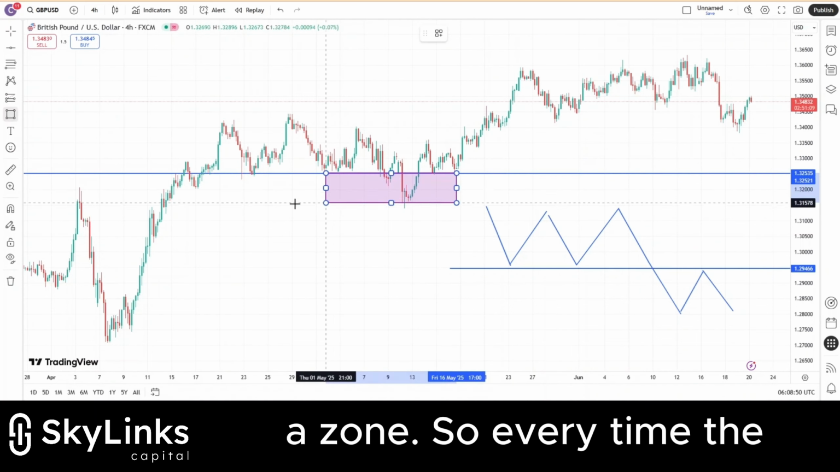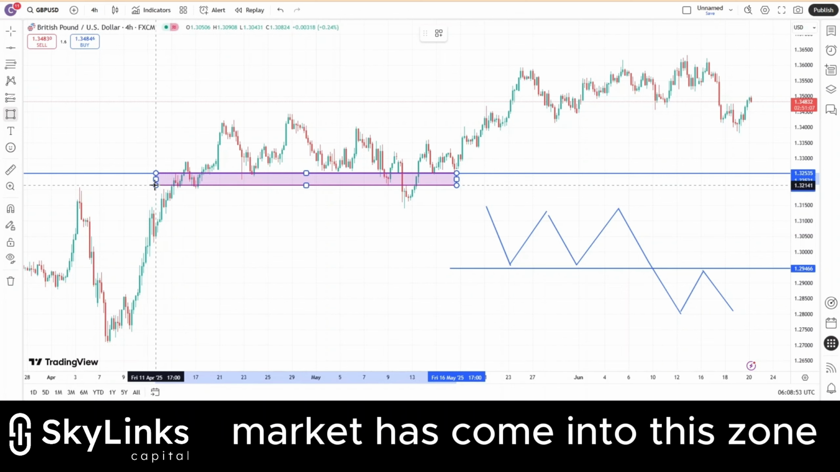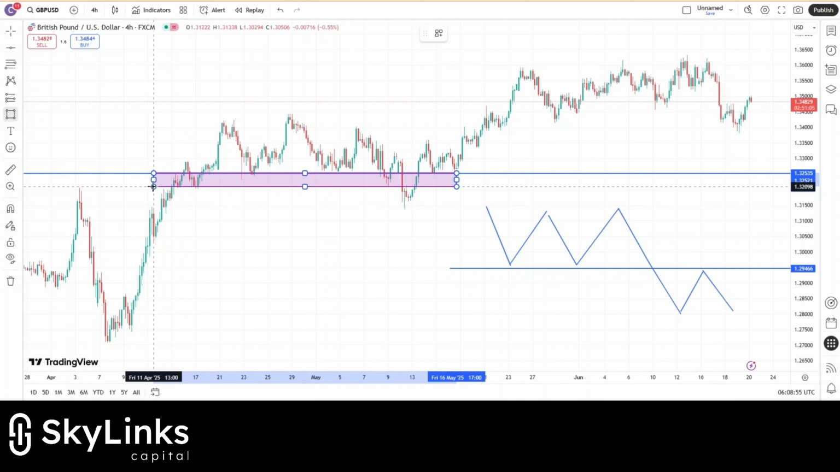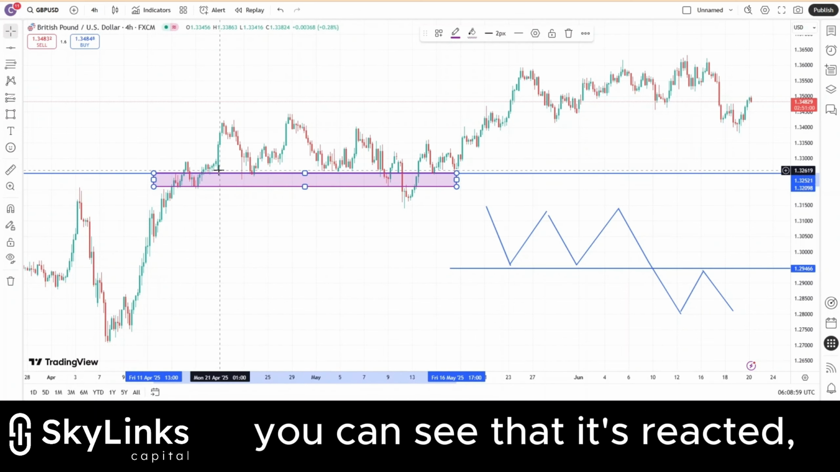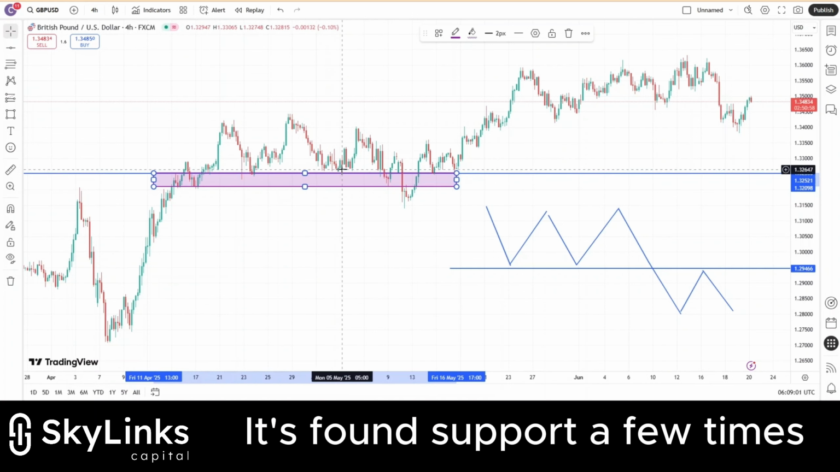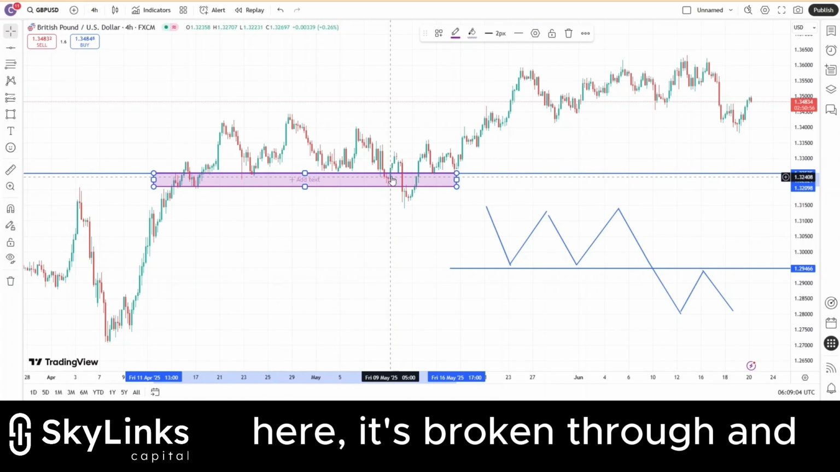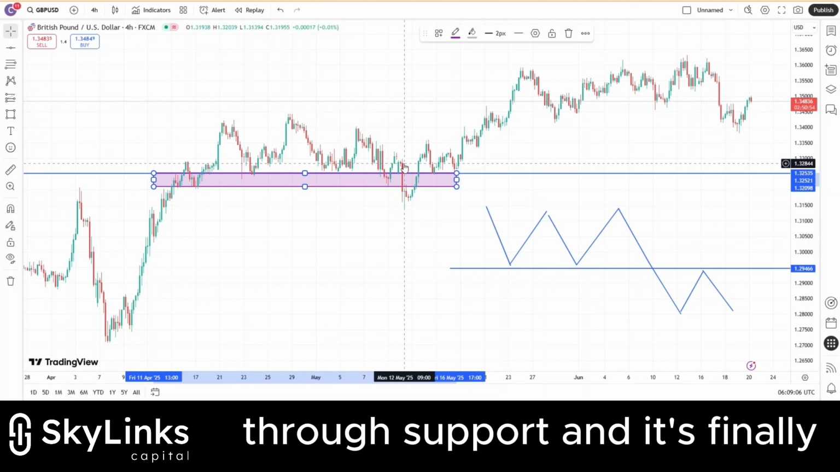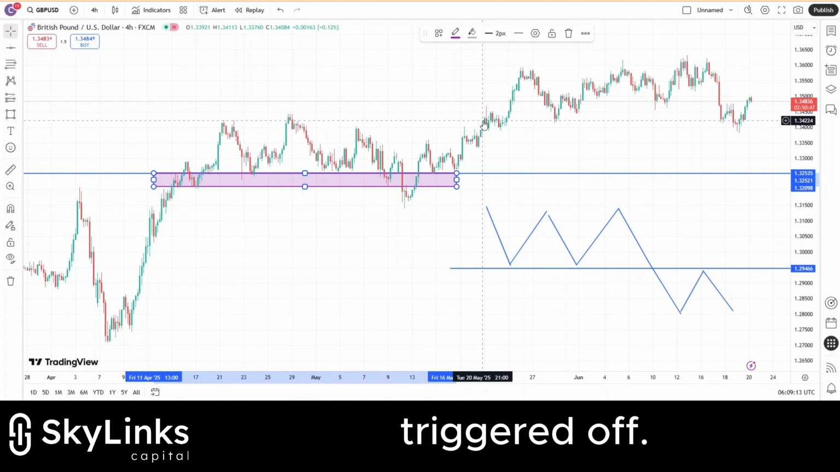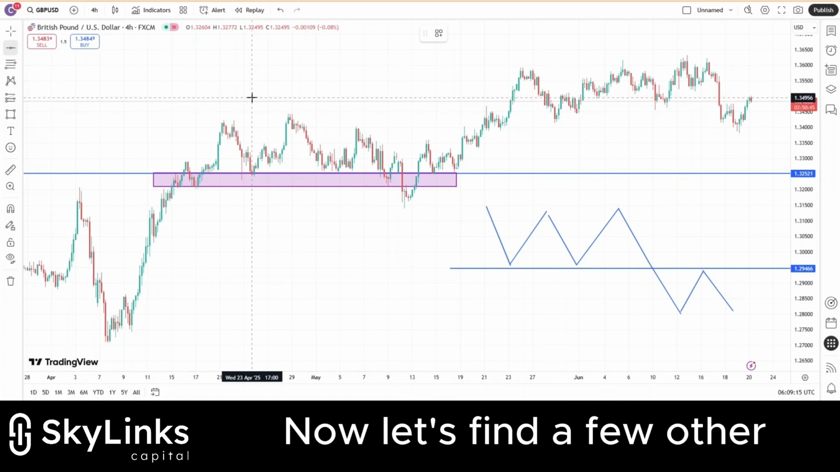So every time the market has come into this zone, you can see that it's reacted. It's found support here, support. It's found support a few times here. It's broken through and been rejected and bounced through support, and it's finally triggered off. Now let's find a few other levels here.